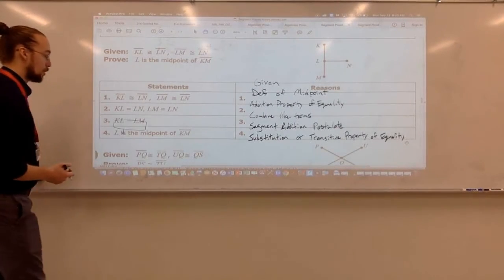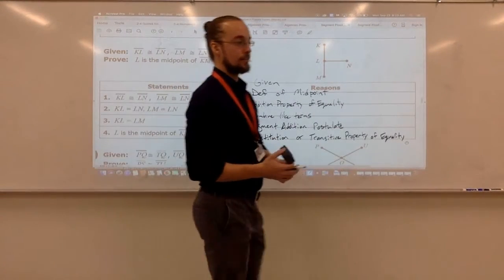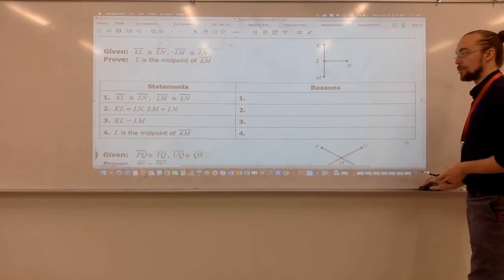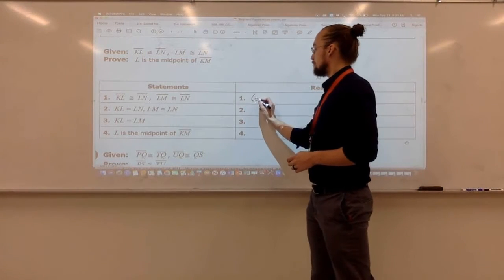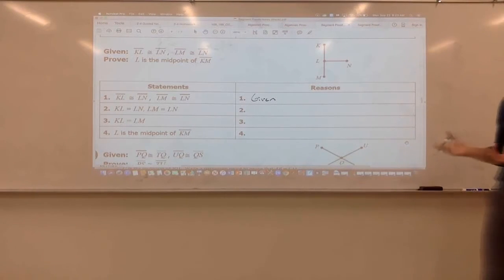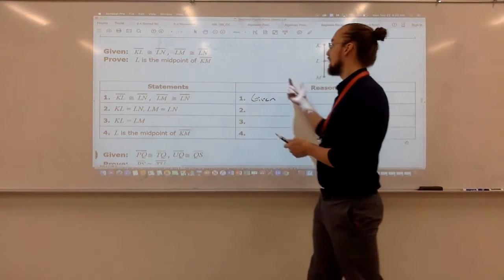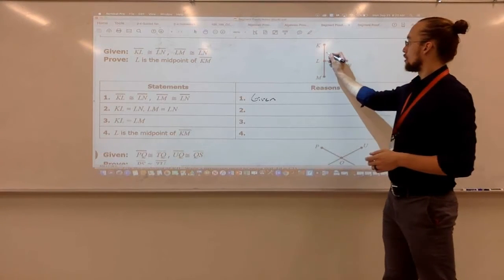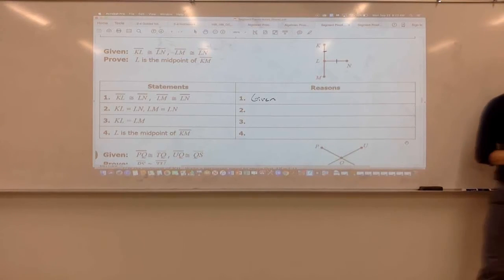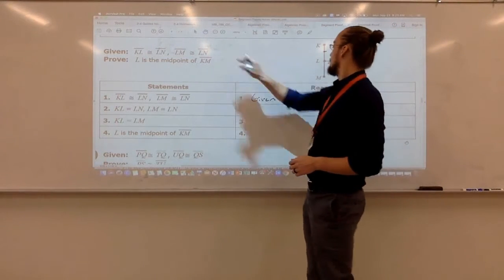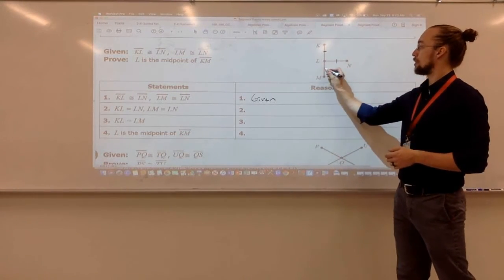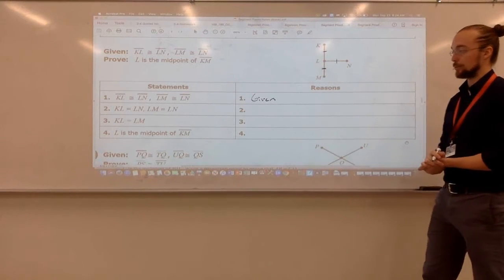There you go. So hopefully we can at least get the first one without even thinking. First line is always the given information. Now, it's also a good idea to mark things on a diagram, right? So if I'm given that KL and LN are congruent, I'm going to mark that. I'm going to say, same number of tick marks on those two lines. Then I'm also given that LM and LN are congruent. Well, I already put one tick mark here, so these two segments are also congruent.